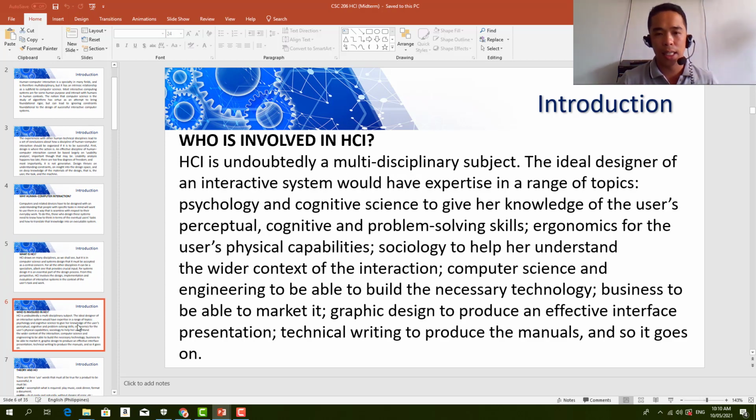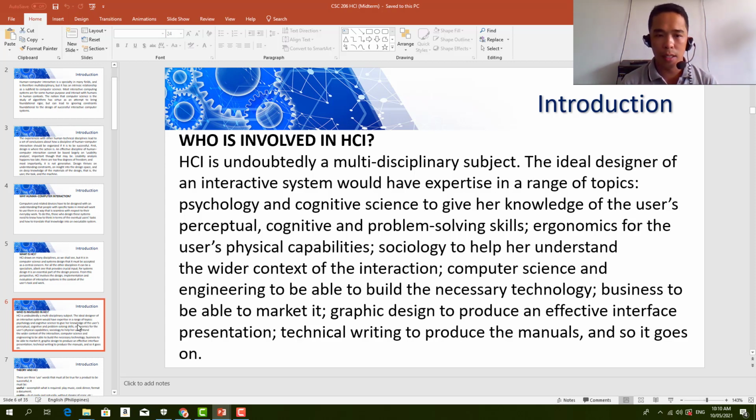So HCI is undoubtedly multidisciplinary, as I have said. It is not just applied in the IT field, but also in engineering, hospitals, and everything where people interact with something, whether it be a button, a desktop, or a screen. That is what we will develop and focus on.